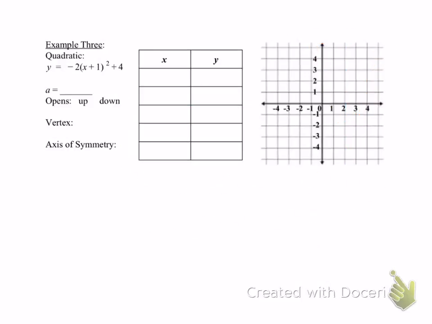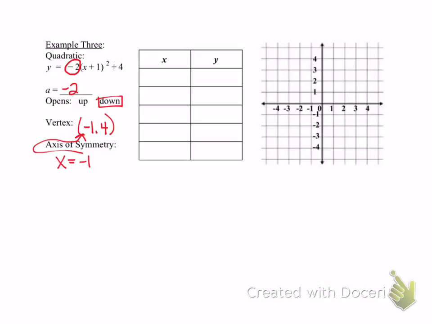Let's do another one. Alright, so this one here, let's analyze it. So the first thing that we're looking at is a, and we can see that a is -2. So that means it opens down. Our vertex in this case is (-1, 4). So our axis of symmetry is x equals -1, because that's what that number is.